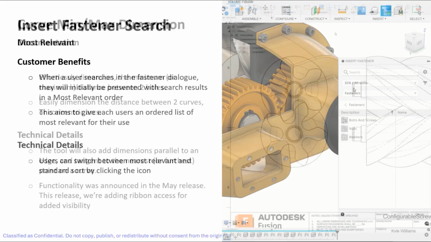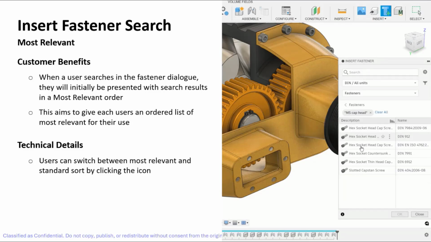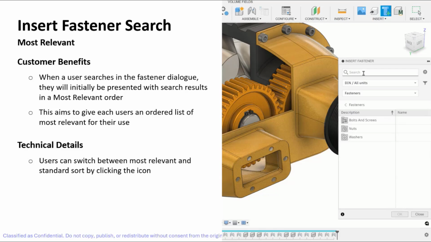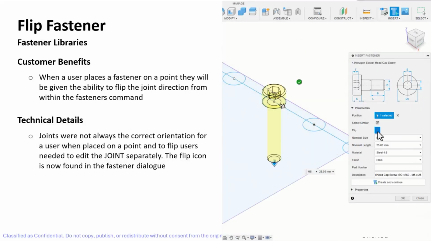Insert fastener search. When a user searches in the fastener dialog, they will initially be presented with search results in the most relevant order. This aims to give each user an ordered list most relevant for their use. You see on the right side, you have the insert fastener. This is the update.